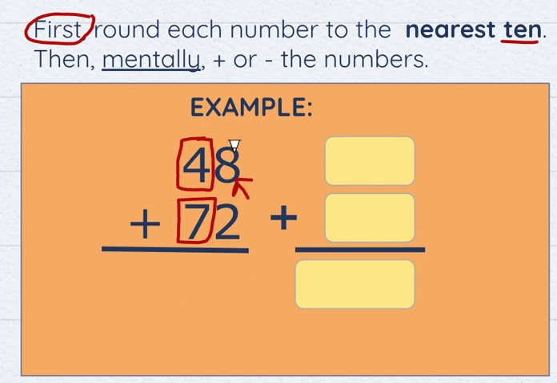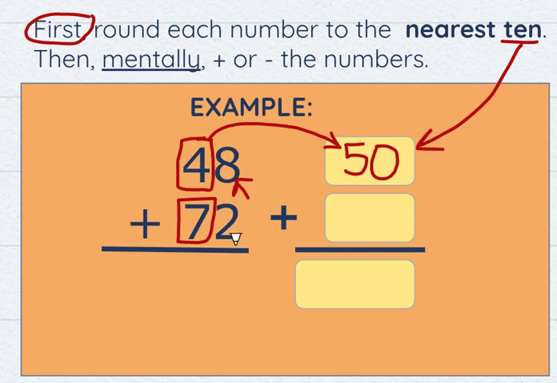So let's look at the 8. The 8, is that 5 or more? Yep. That means we have to add 1 to the 4. That means the 4 becomes a 5. And then all the numbers to the right, we have to change to a 0. Now the 48 is rounded to the nearest 10, 50.